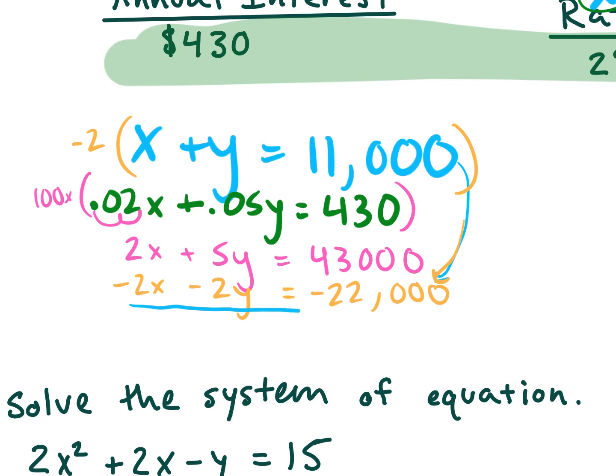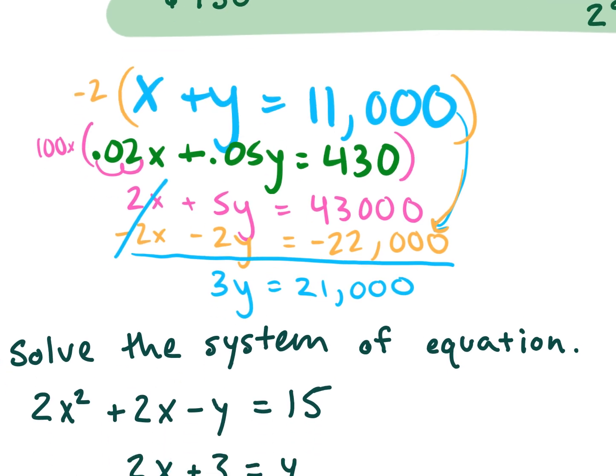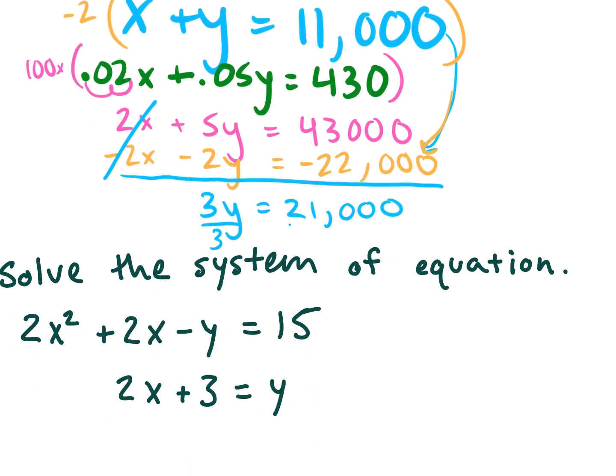Now we can combine our like terms. X's cancel. 5y minus 2y would be 3y. And 43,000 minus 22,000 would be 21,000. What would we do next? Divide by 3. So what does y equal? 7,000.